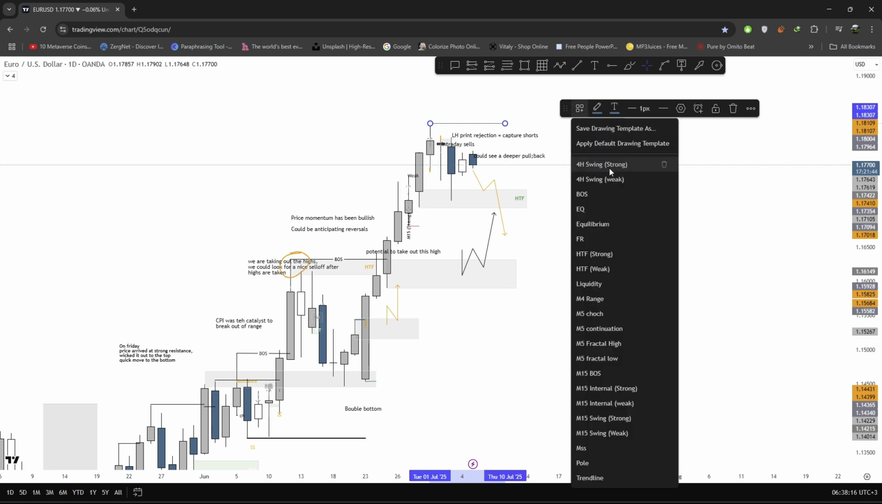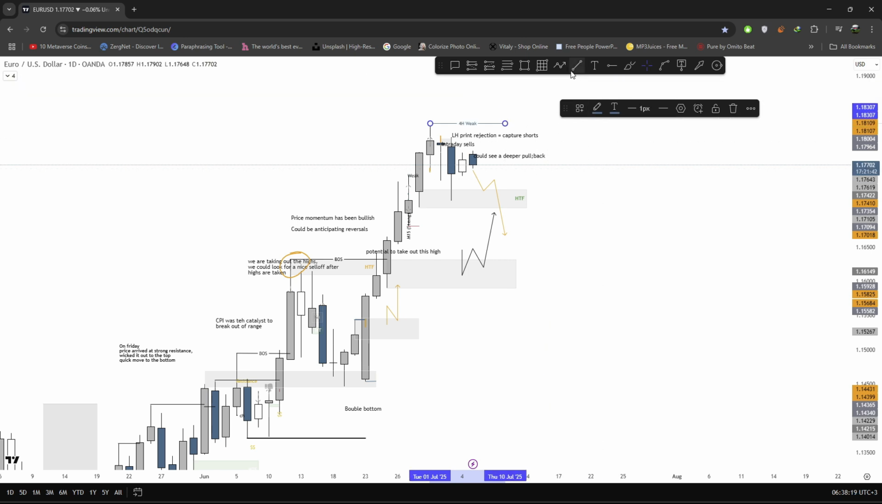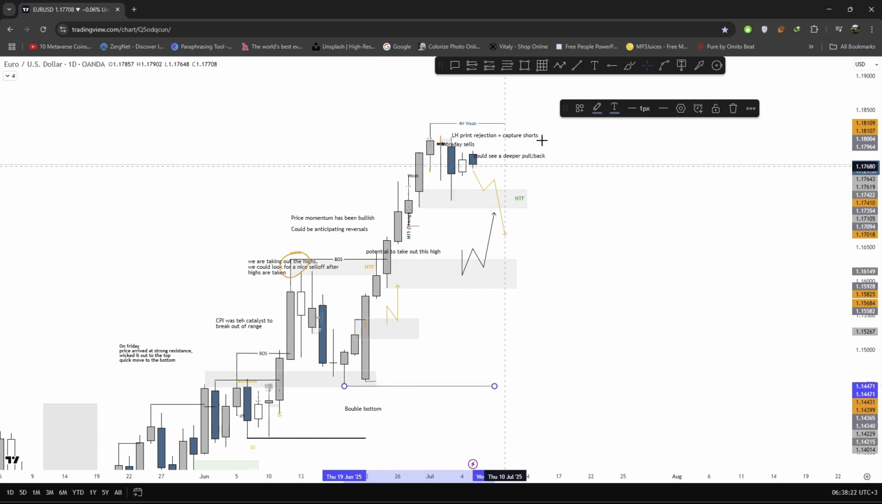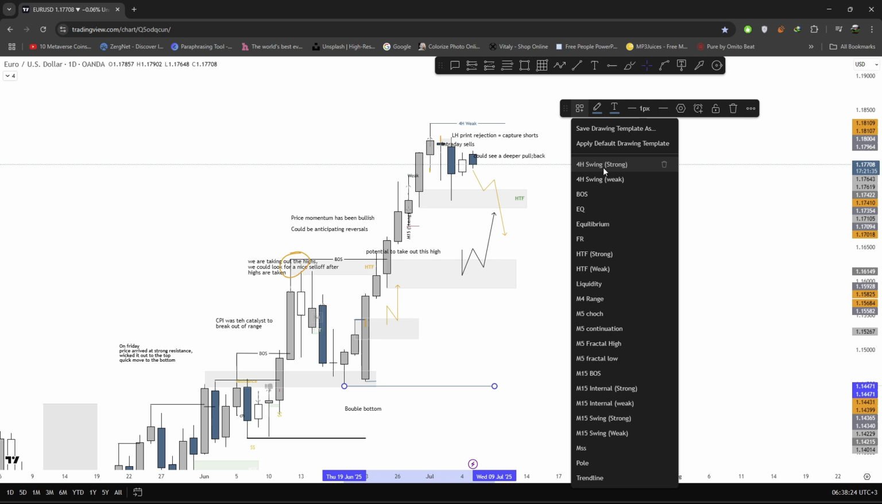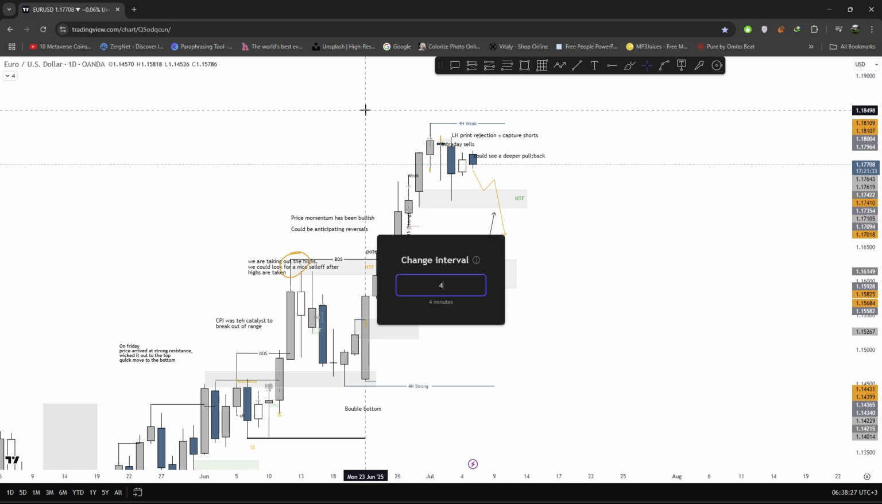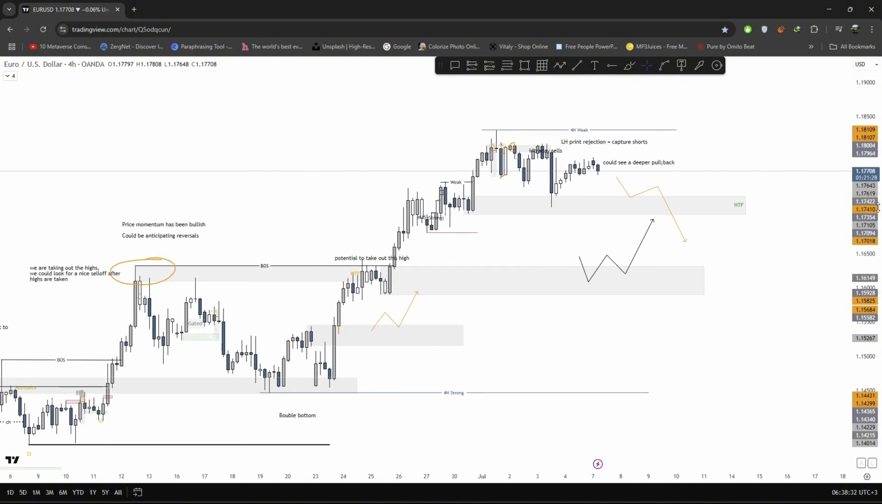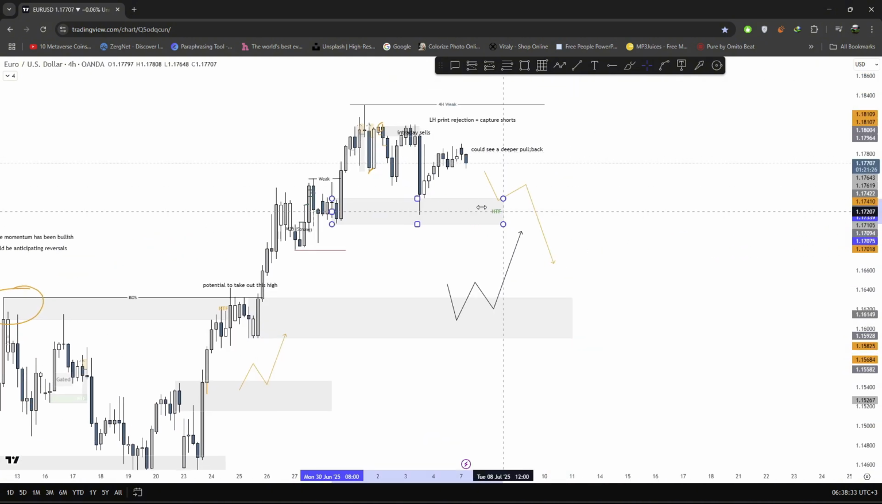So we do have a swing high right there. And then we can say that our swing low is down around there. Okay, so we can look to play that internal higher time frame pullback. So let's see what this is.